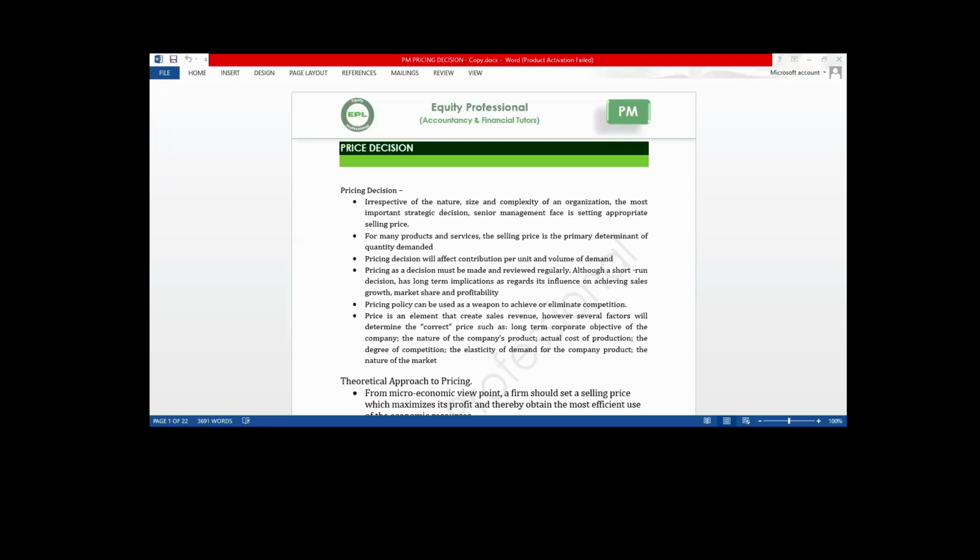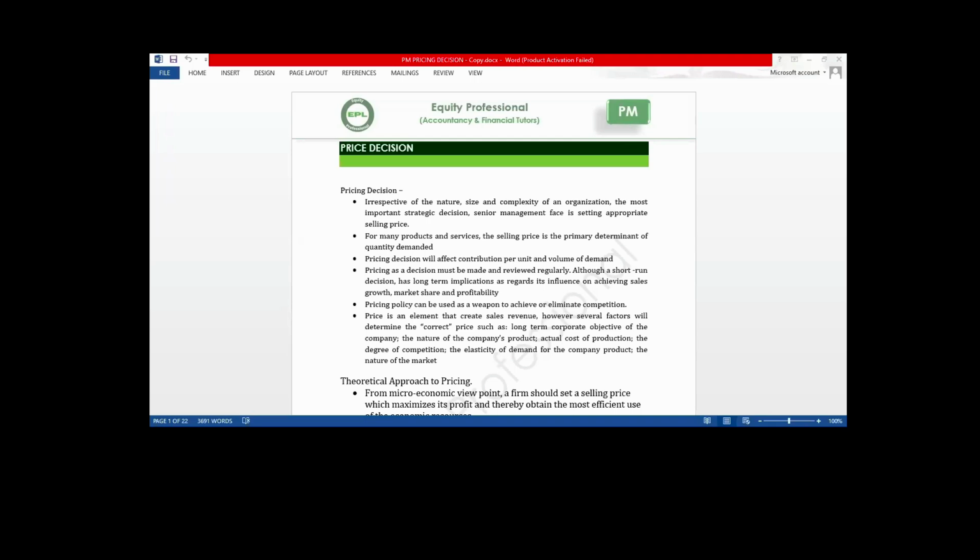All right. What we are looking at today is how do companies determine the selling price for their products? What are the factors that companies consider in order to determine the selling price for their products? We explained this briefly in one of our classes. How do we determine selling price?